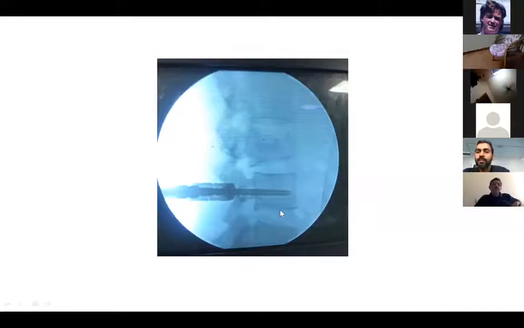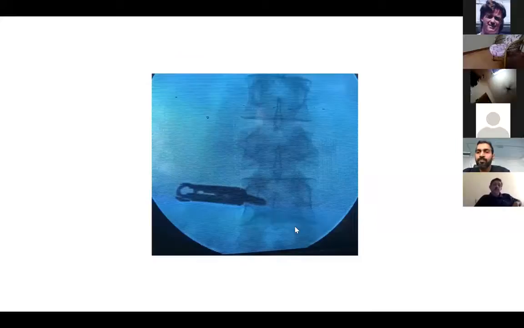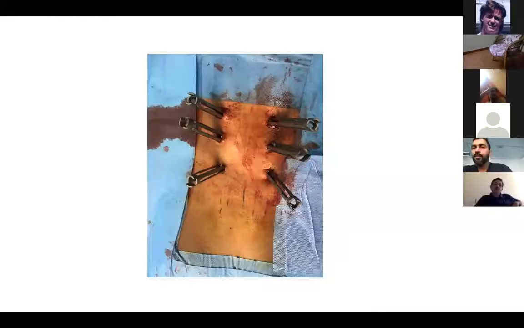This is the AP view, and here we can see that the screw has been placed. This is the post-operative picture at the end of the surgery, and you can see six screws placed, three on either side.